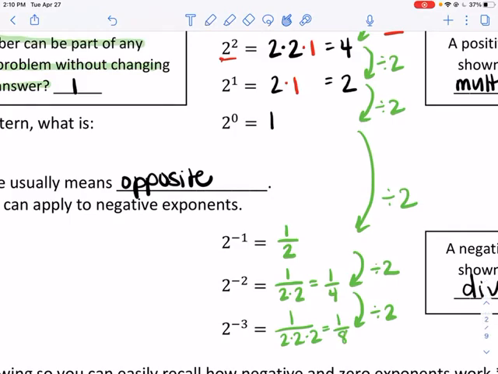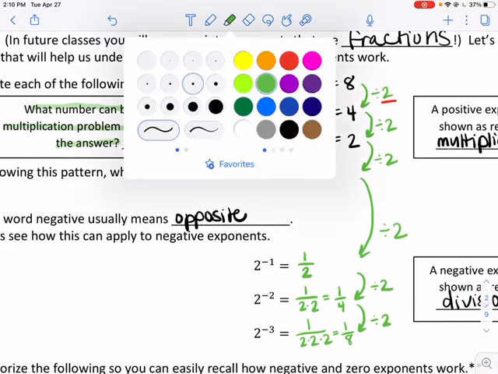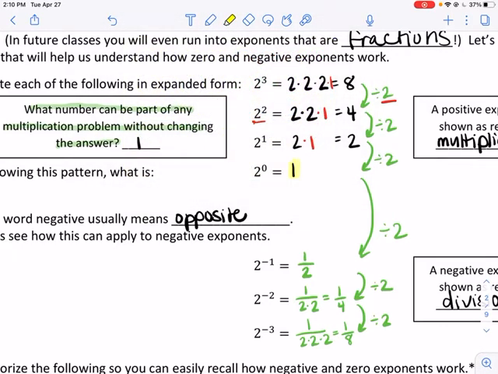Now let's look at the whole big picture. Sorry, I have black and green here, but let's look at the whole big picture, and you notice that these are 1, 2, 4, and 8. And then on the other side of the 0 power, you have 2, 4, and 8. But this time, they are on the bottom. They are the reciprocal of the positive power.